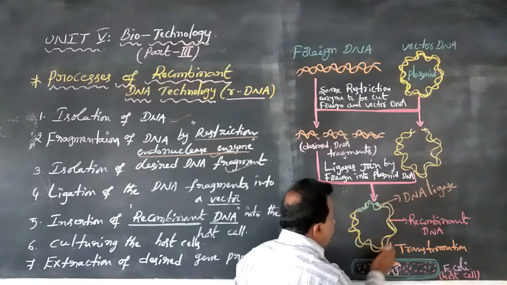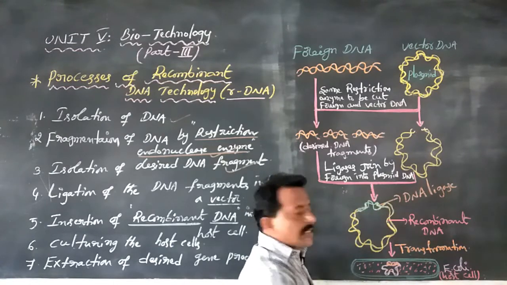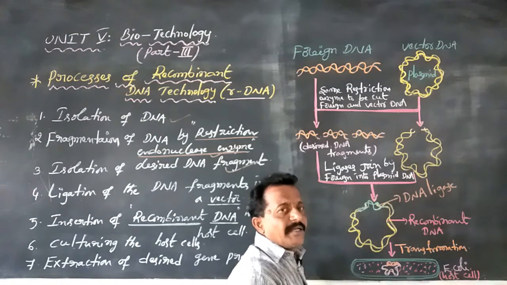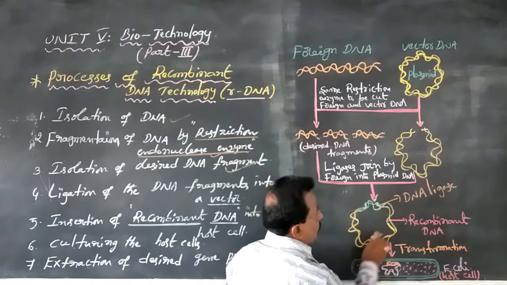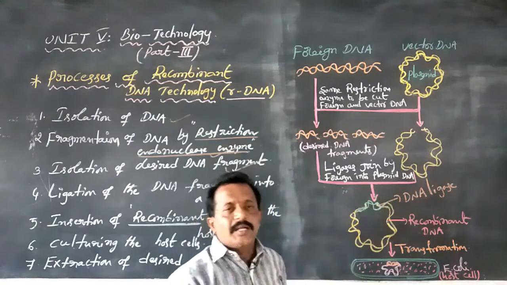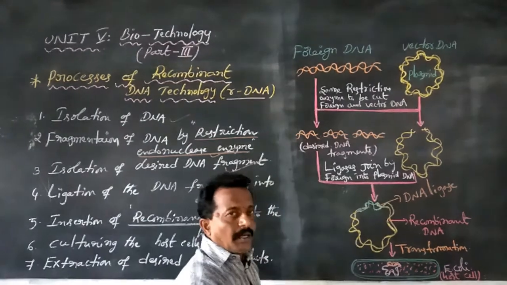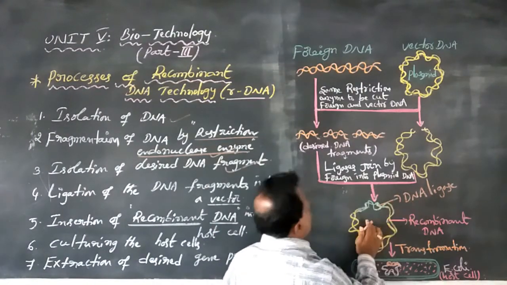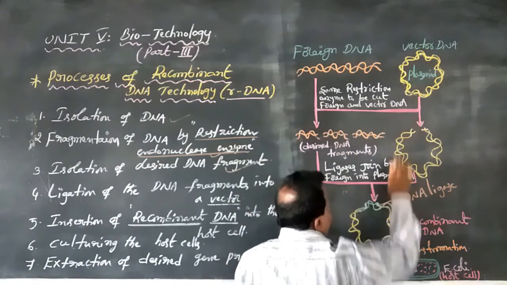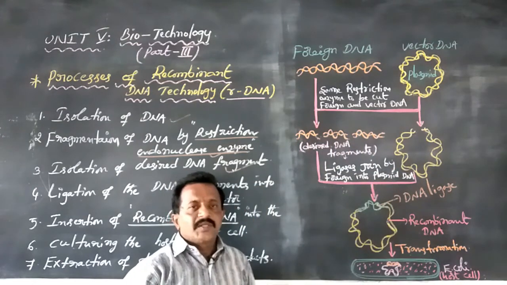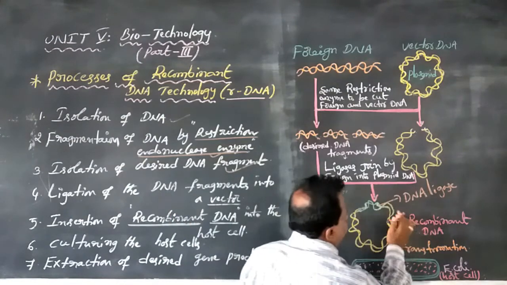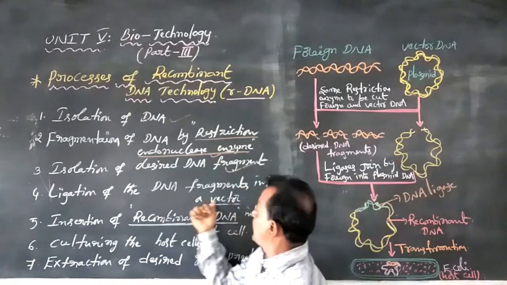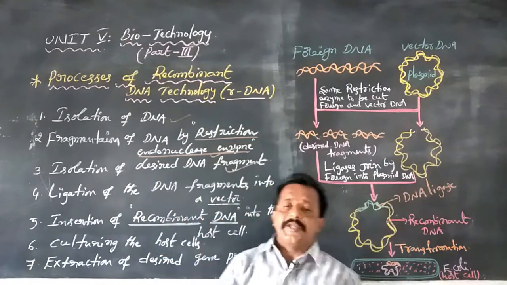This new DNA is circular and autonomously replicating, so that is called recombinant DNA. The DNA ligase enzyme joins the source DNA and vector DNA to form one new DNA, that is called recombinant DNA, or rDNA.